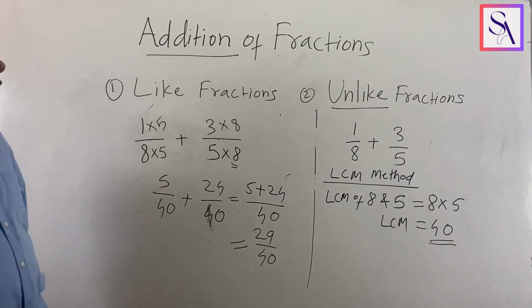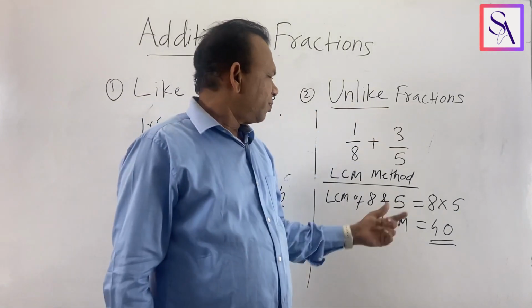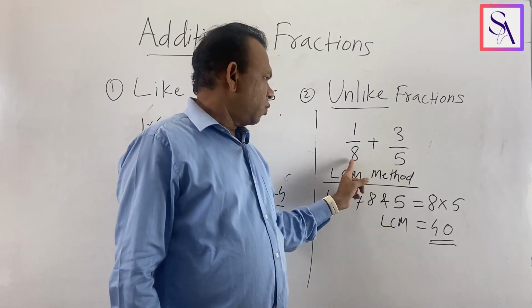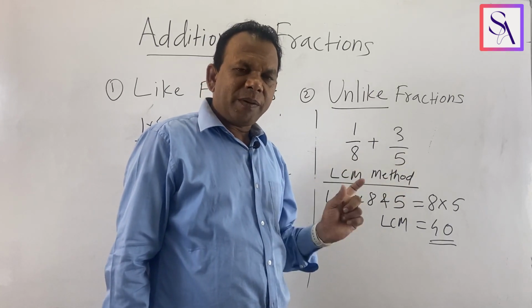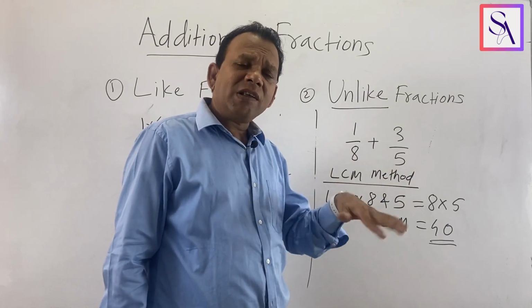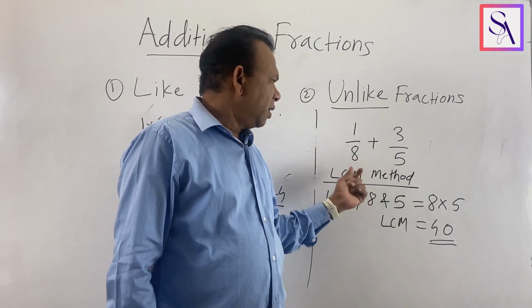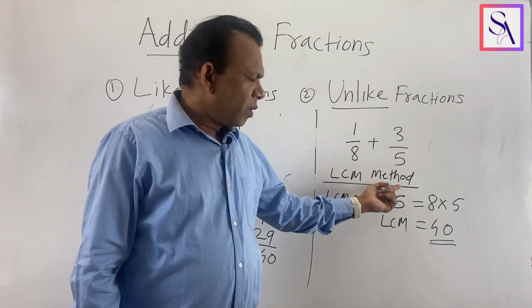Right? So I will explain once again. For adding unlike fractions, you need to make your denominator same. So here denominator is 8, here is 5. We have to make those denominators same, then only we can add or subtract, right? So here addition is going on. So for adding, we are making this denominator same. So what is the method? LCM method we are using.